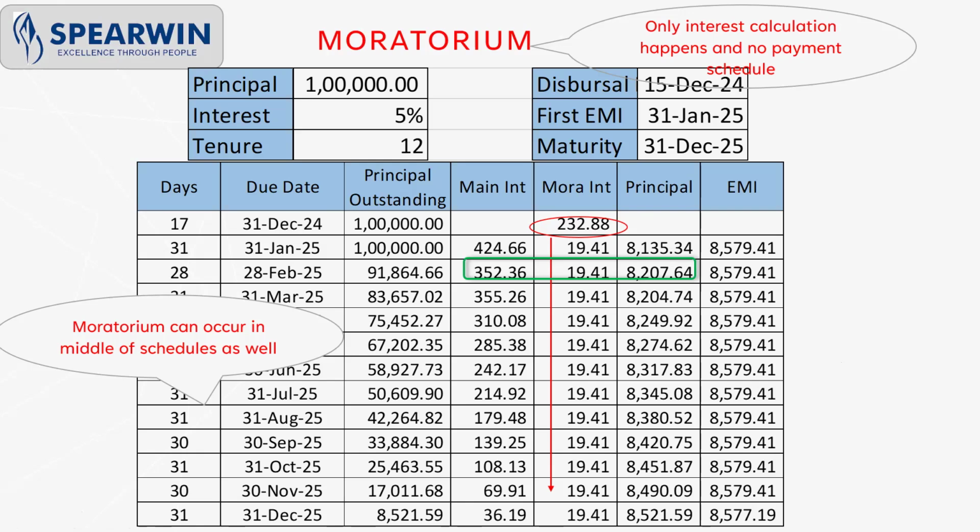Only to maintain a good credit history, this moratorium can be introduced in the middle of the schedule. So that is called either postponement or moratorium. In the real-time world we call it postponement, but the earlier technical term in the bank is moratorium.